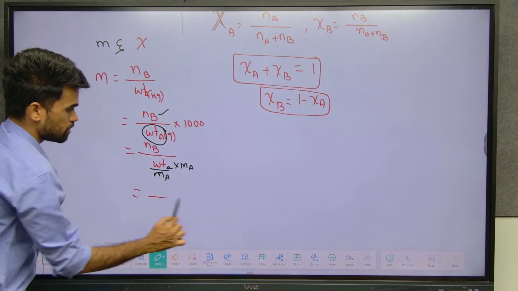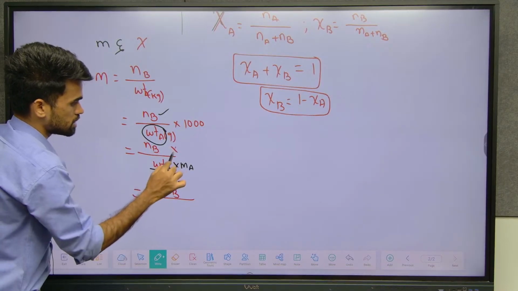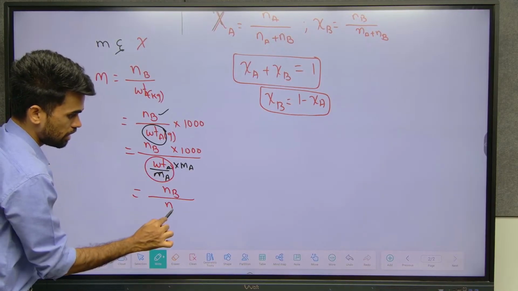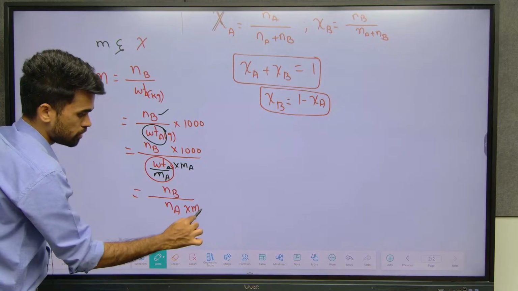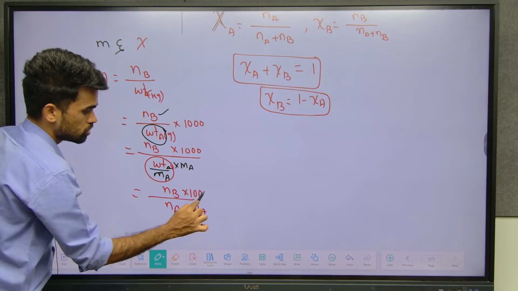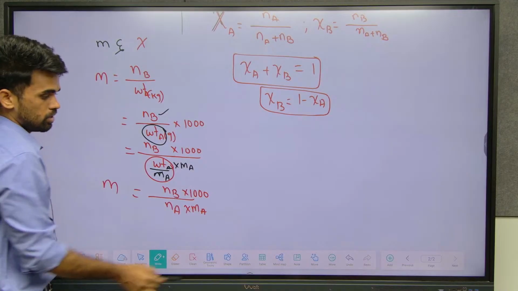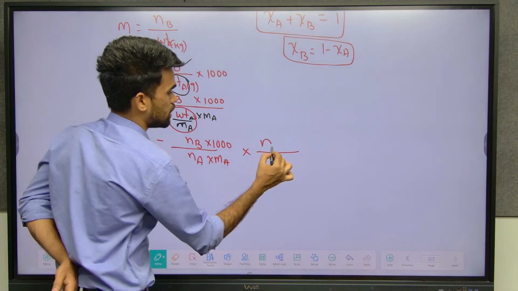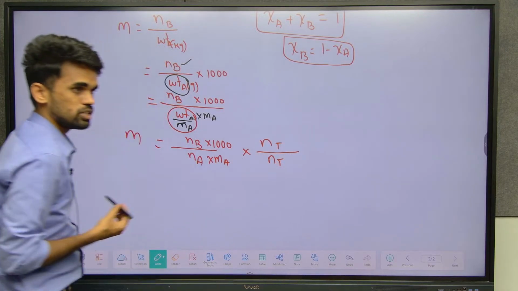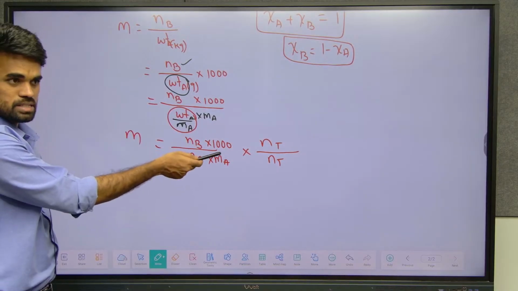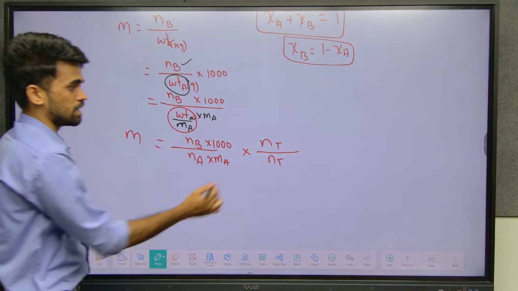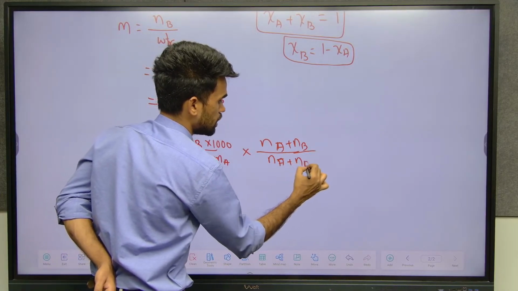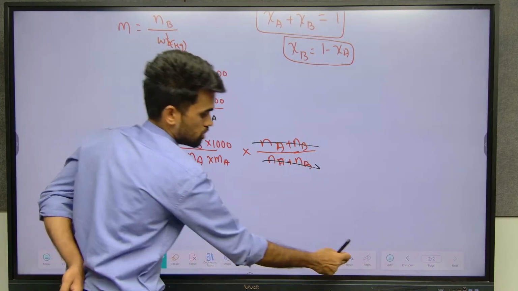Okay. So now what can I make here? Nb into 1000 is there, as it is you write. This is Nb. This one, what can I write? Na into Ma here into 1000. Is this clear up to here? Okay. So now I am multiplying with N total and dividing with N total. Do you have any issues? N total means total number of moles, like Na plus Nb. In the denominator also Na plus Nb. If you cancel, they go away, right? So like that I am writing.